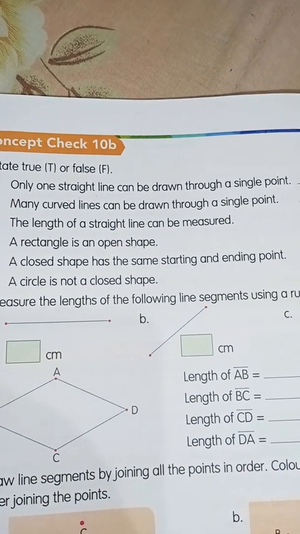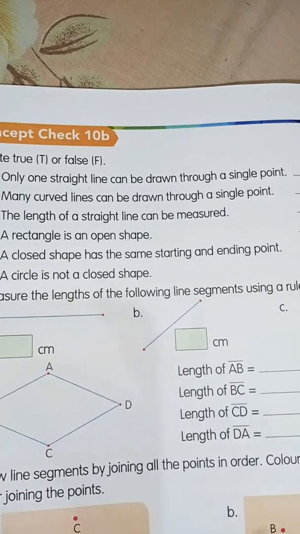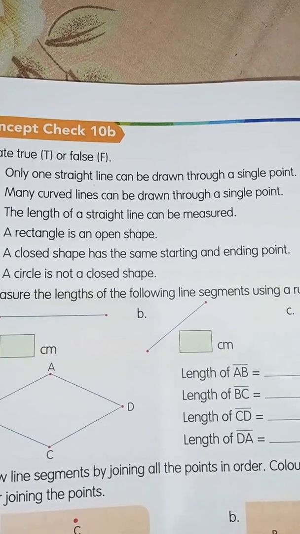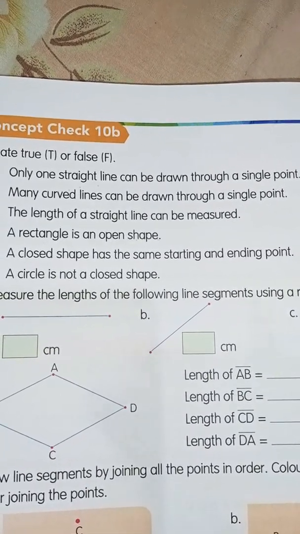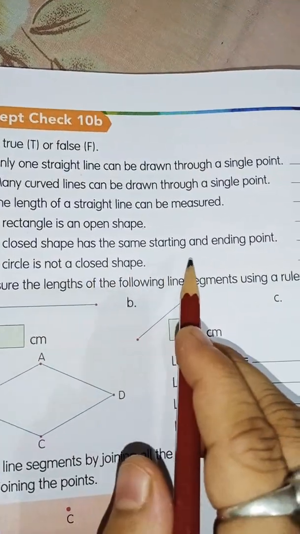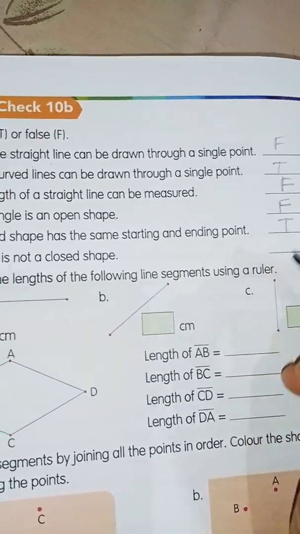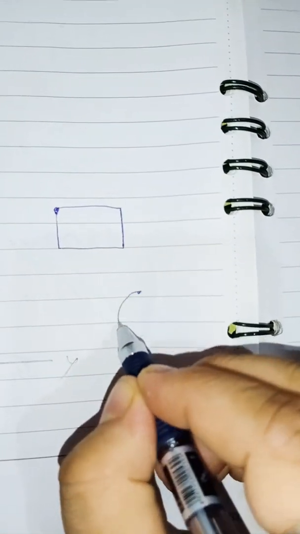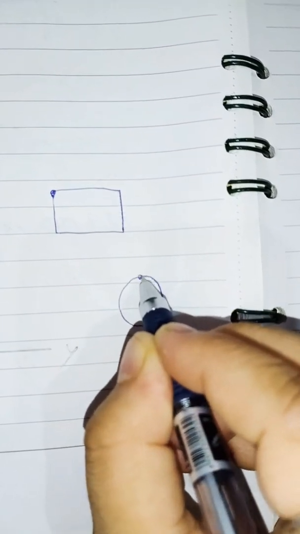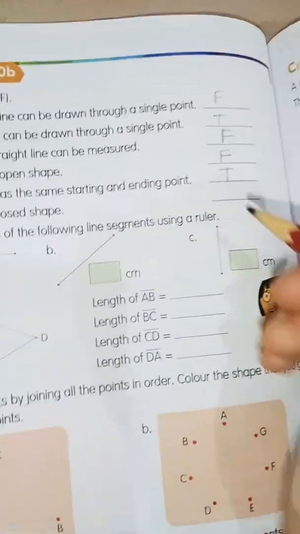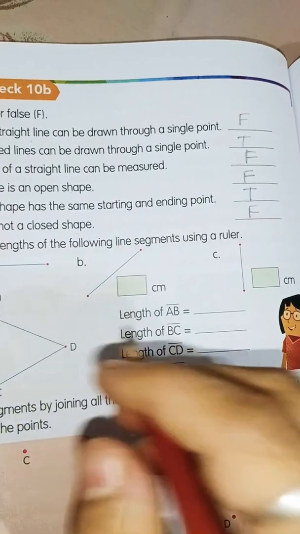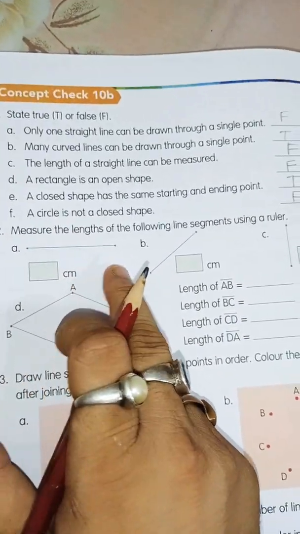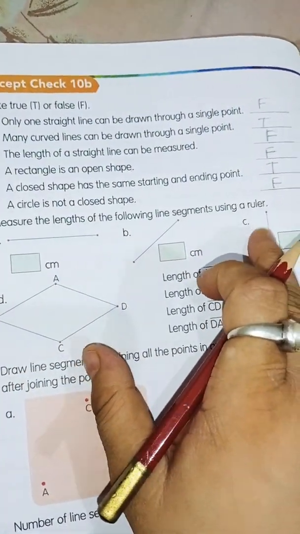Then, a closed shape has the same starting and ending point. Yes, correct. I have already discussed what a closed shape is. That means the shape that starts and ends at the same point. So they have the same starting and ending point. True. A circle is not a closed shape, again false, because a circle is a closed shape. You start from here, you come back to the same point, so a circle is a closed shape, so that is again false.